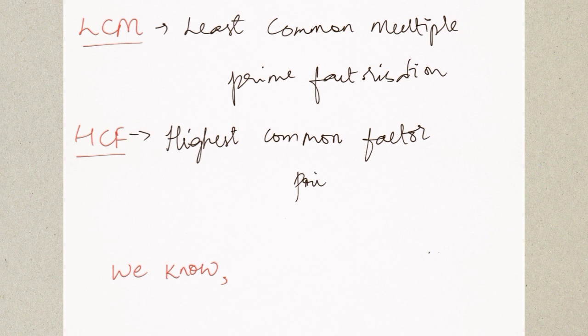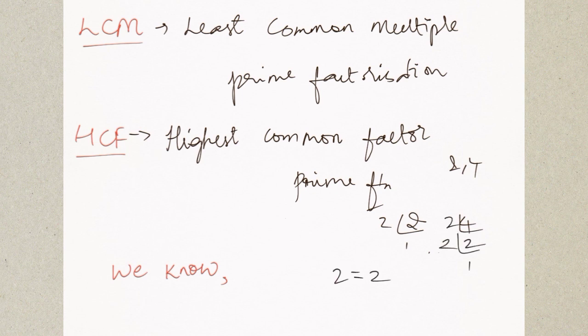So how do we find the HCF of 2 and 4 by prime factorization? First for 2, it is just 2. For 4, 2 twos are 4, so 4 is 2 squared. So what is the HCF? 2. That's it. This is how we do it.